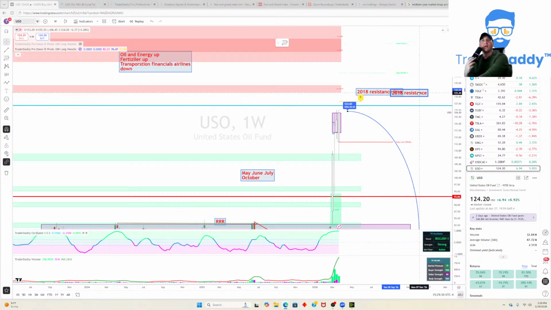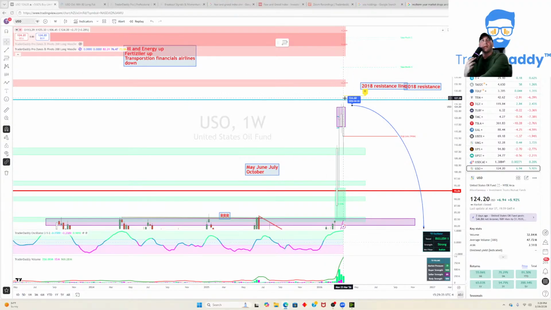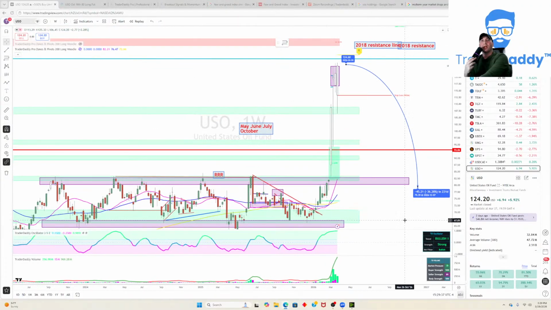The 2018 resistance line is right around here. So if it gets above here, at that point, it'll just be easier to play back down.